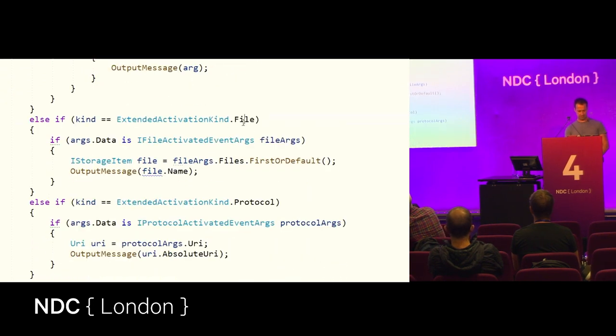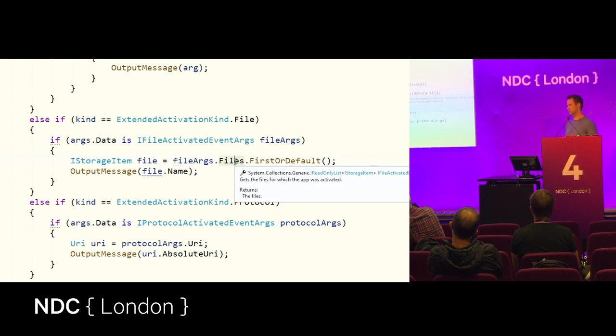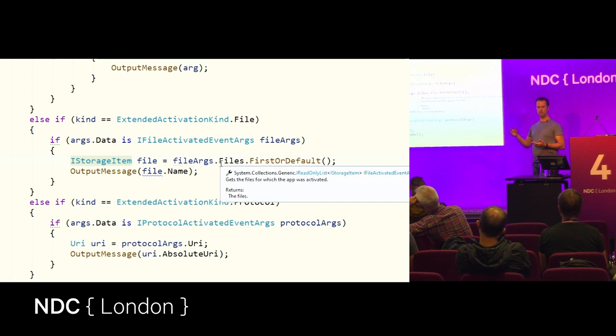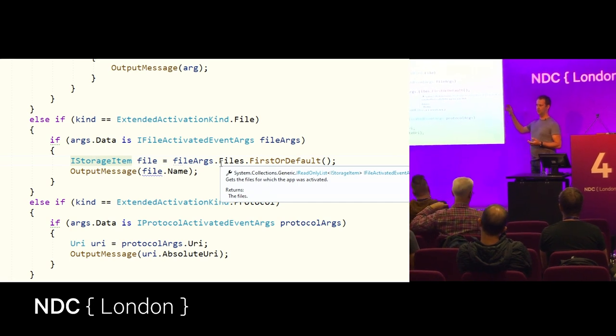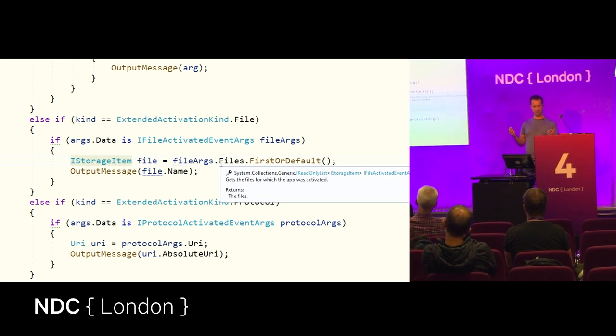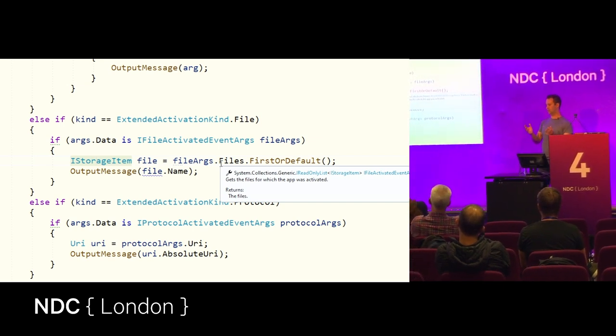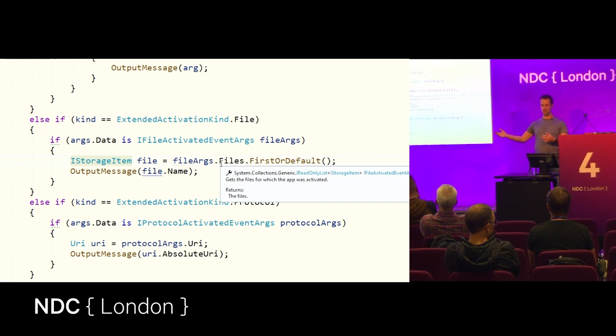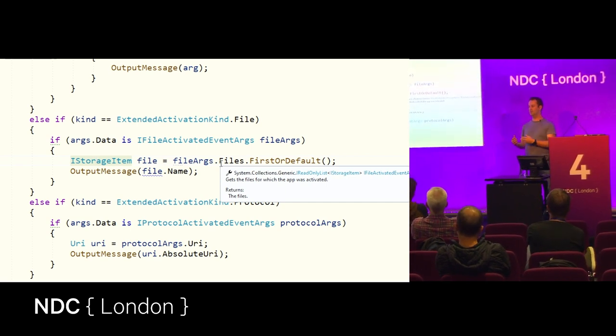If it is a file, on the other hand, we can use the FileActivatedEventArgs to get the files that were used to open this application. And then we get an IStorageItem, which contains the full path and the file name and everything. So we can use this to then use the Windows API to actually load in the file. For example, if you're building a photo viewer, you can show the image. Or with a markdown editor, you can just load the content, and you're good to go.